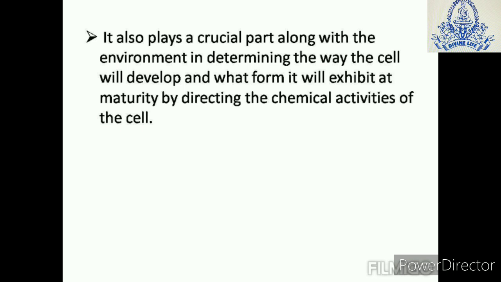The nucleus also plays an important role along with the environment in determining how the cell will develop and what form it will exhibit at maturity by directing the chemical activities of the cell. It means that the nucleus plays an important role in what kind of cell it will become when it matures by determining the chemical activity of the cell.